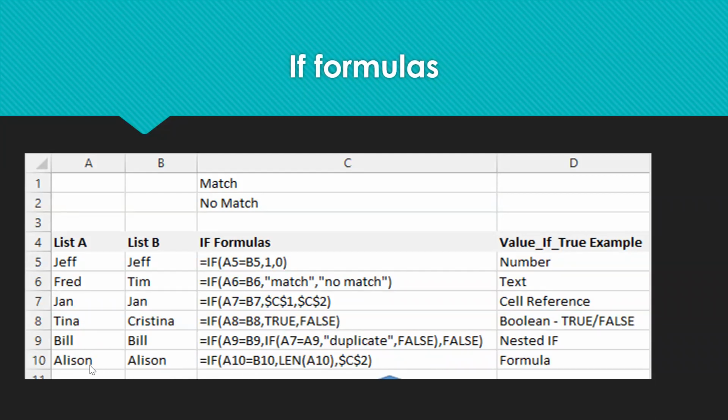So then the next one, Allison is equal to Allison. A10 is equal to B10. So A10 we have Allison, B10 also we have Allison. So the value is true. So the first argument, the second argument will be printed. In the second argument, what do we have? LEN of A10. What is LEN? The length of A10. Okay. So the answer 6 will be printed here. So this is how the if formula works.